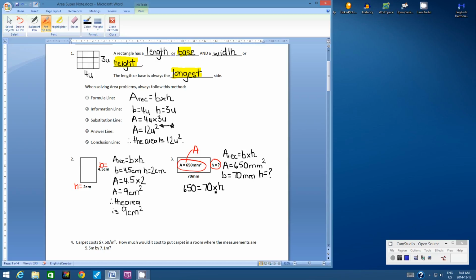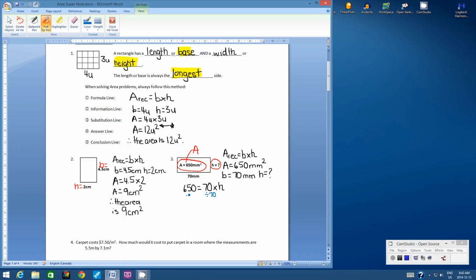So let's look at the right side of the equation. We have 70 times h. We want h standing alone on the right side of the equation. So we have to get rid of the times 70. In order to get rid of the times 70, we do the opposite to both sides. So we actually divide both sides by 70.